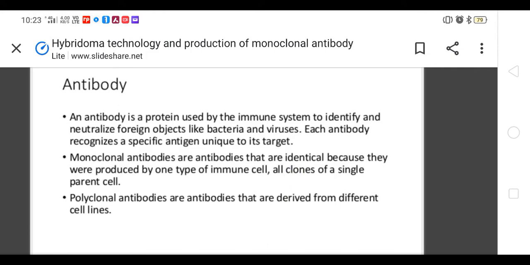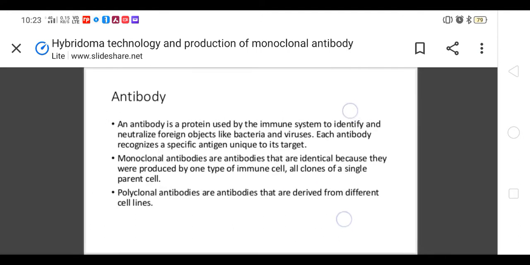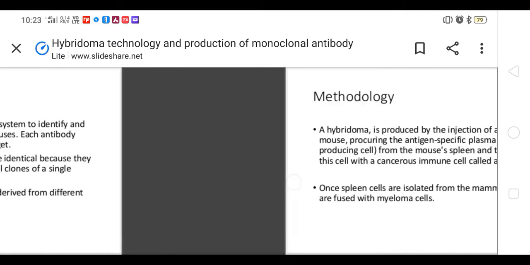Now, what are monoclonal antibodies? They are antibodies that are identical. They are similar because they were produced by one type of immune cell, all clones of a single parent cell. And polyclonal antibodies are derived from different cell lines, while monoclonals are derived from a single parent cell. These are general antibodies: monoclonal and polyclonal, right? Antibodies generally, what are antibodies? They are produced in response to antigen and are part of the immune system.